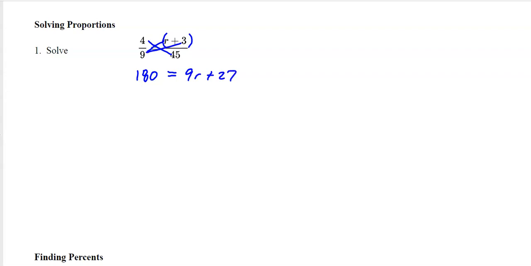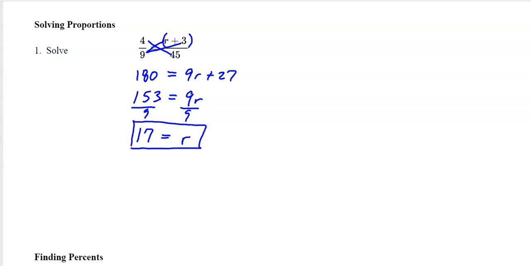And now I just go into normal algebra. Subtract that 27 from both sides. That'd be what? 153. And then divide by 9, and I get r equals 9 goes into 15 once, 63, so that'd be 7. So r equals 17.